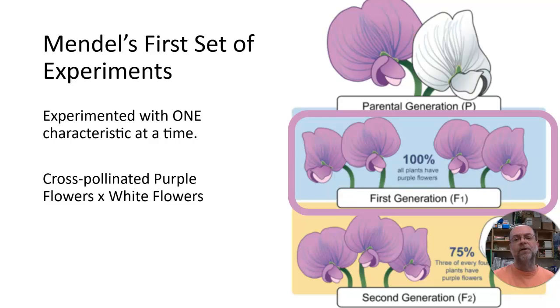Even more bizarre was when he took that F1 generation, the first generation, and he crossed those plants, he bred them together against each other. In the second generation, the F2 plants, 3 out of 4 of those plants, the flowers were purple. 1 of those 4, the flowers were white. And every time he did that, in that second generation, 75% of the flowers were purple, 25% of the plants had white flowers. That's what we're going to be looking at over the next few days.